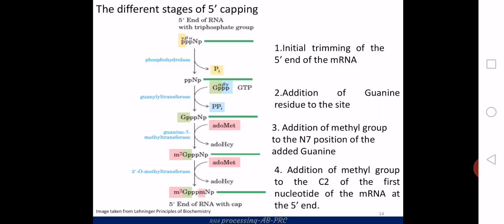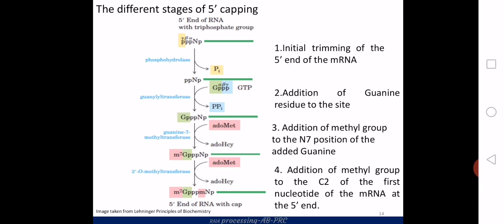You can see the mechanism in detail. There is the last nucleotide which is shown with all the 3 phosphate groups, and the gamma phosphate group will be released by the enzymatic activity of phosphohydrolase, and then there is addition of an external guanine into the system, and this guanine will be transferred onto the mRNA through catalysis by the guanylyl transferase enzyme, and there is cleavage of 2 phosphate groups, and the remaining guanosine monophosphate will attach to the 5' end, and you can see they attach in that fashion.